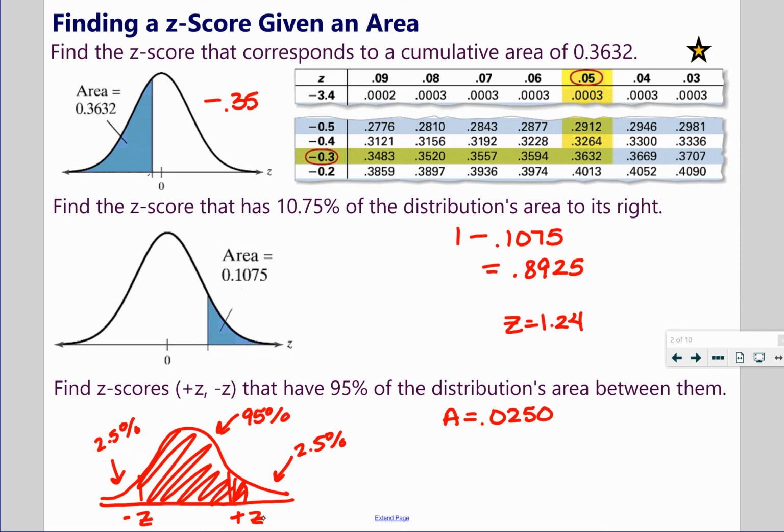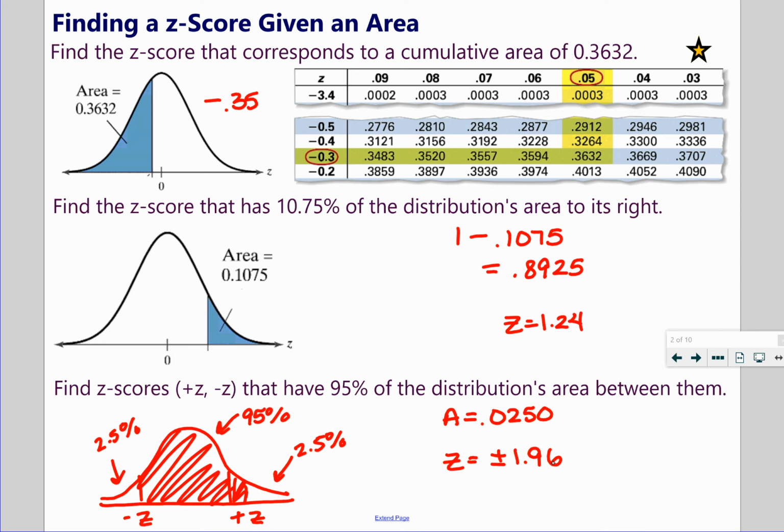So if you look up 0.0250, we get negative 1.96. So the z-scores I'm looking for are plus and minus 1.96. If you look up positive 1.96, the cumulative area is 0.9750, which means 97.5% of the data is to the left, which makes sense with this picture. Okay, any questions on any of that?